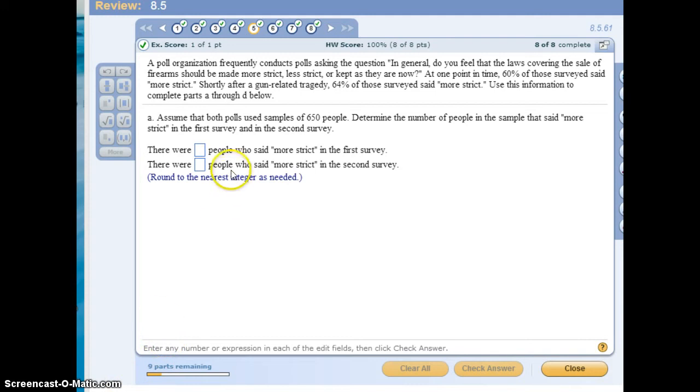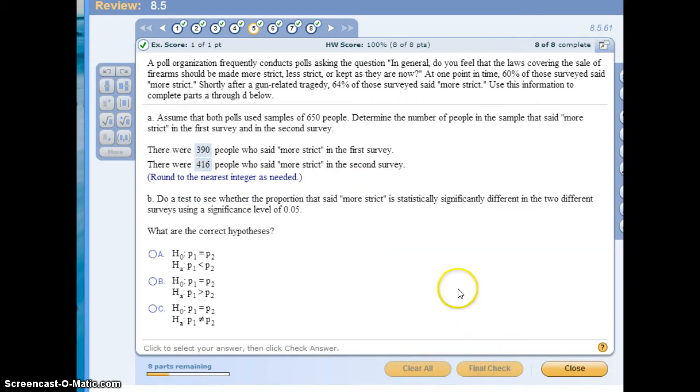So in the first portion of this problem, it's pretty straightforward. We just need to multiply 60% to our sample size here. So 650 multiplied by 0.6 came out 390, and then 650 multiplied by 0.64 came out 416, and we check the answer as correct.